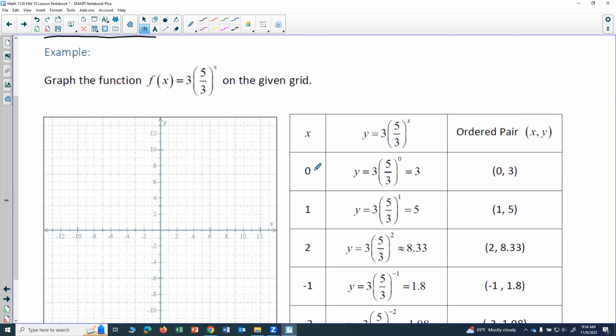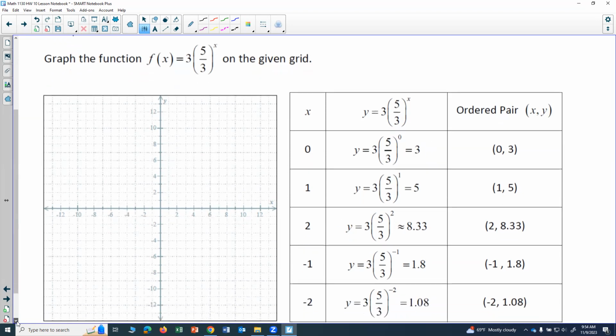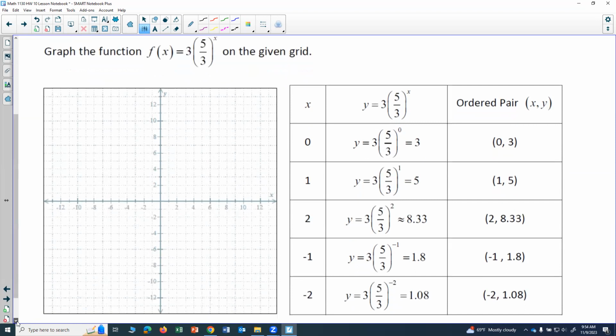So when I have x equals 0, I'll have y equals 3 times 5/3 to the 0. And 5/3 to the 0, anything to the 0 is 1. So this becomes 3 times 1, which gives me a 3. So my first ordered pair is going to be at the point 0, 3. So I'll go ahead and plot that first. So I have the point 0, 3.